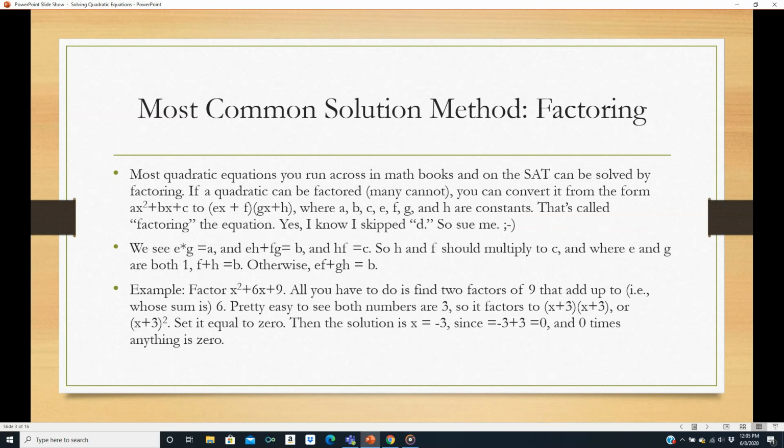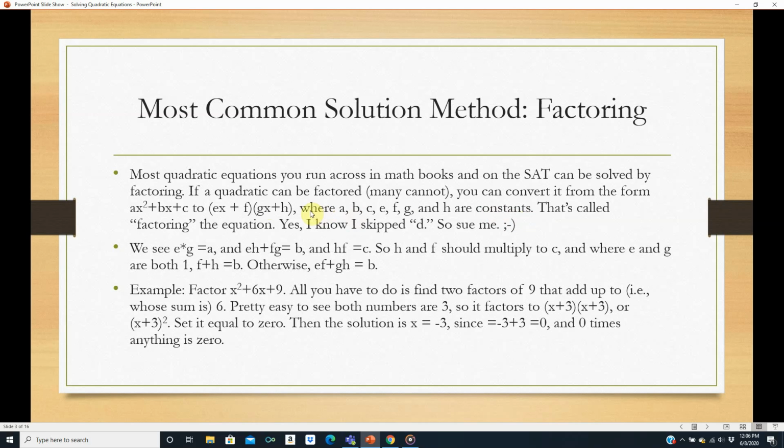The most common solution method is factoring. Most quadratic equations you run across in math books and the SAT can be solved by factoring. If a quadratic equation can be factored, many cannot, you can convert it from the form ax squared plus bx plus c to (ex plus f) times (gx plus h), where a, b, c, e, f, g, and h are constants. That's called factoring the equation. And yes, I know I skipped d. Sue me if you don't like it.